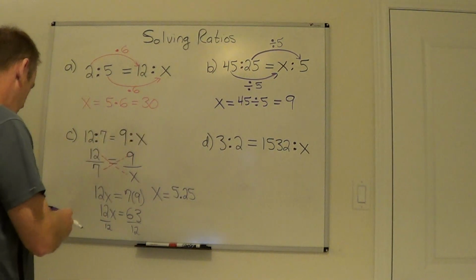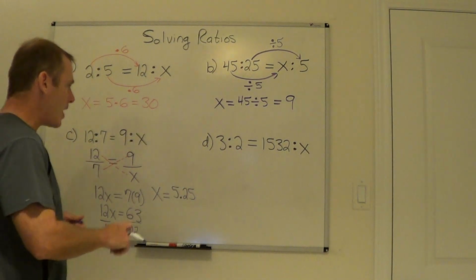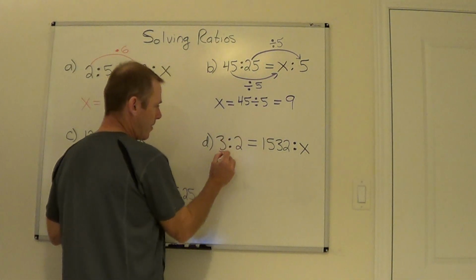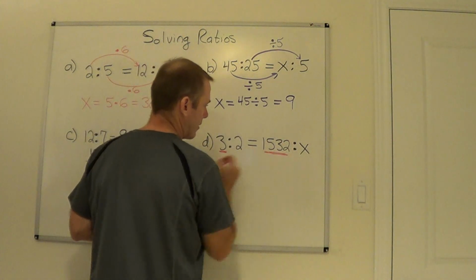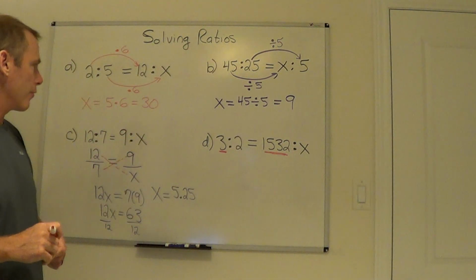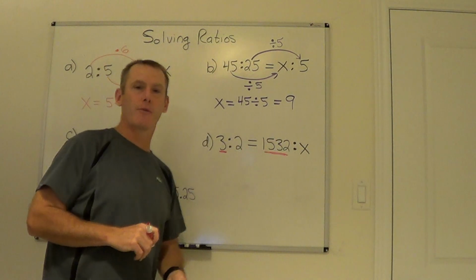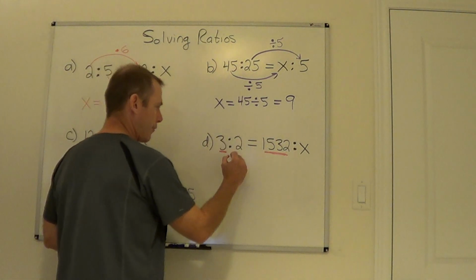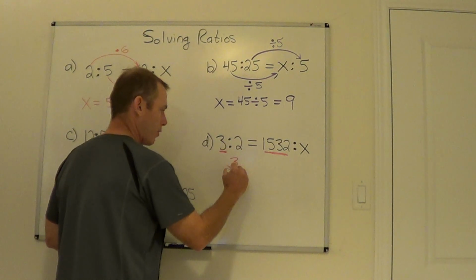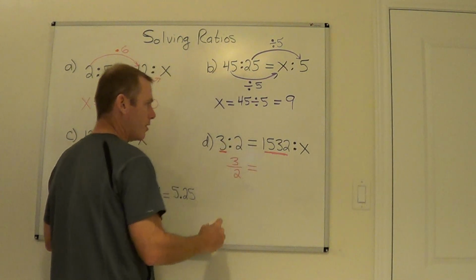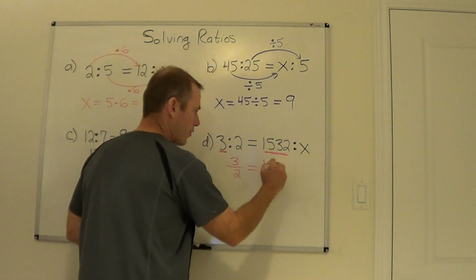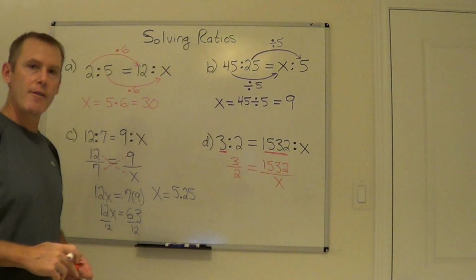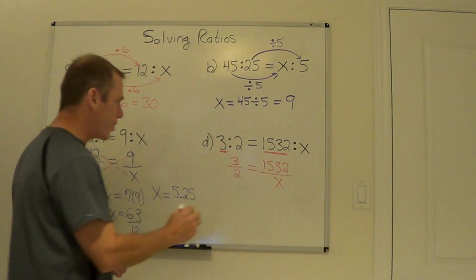All right, in a similar fashion, for my last example, I can do the same thing because I've got big numbers. I've got the first part of the ratio in both ratios, but I have no idea how to get from 3 to 1,532. So I'm going to express both of them as fractions. The 3 to 2 ratio is going to be 3 over 2. Our equal sign is there. Then I'm going to have 1,532 with x in the bottom. And again, because I have a fraction equaling a fraction, I'm going to cross multiply.